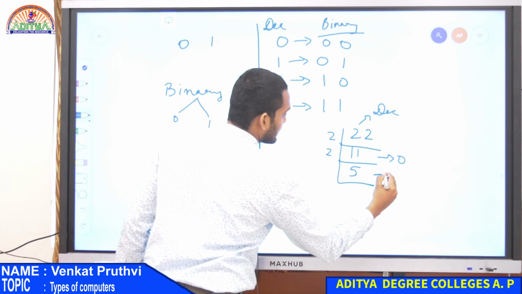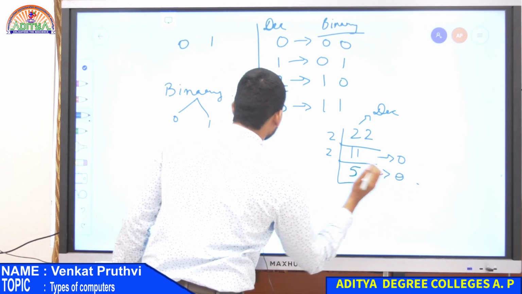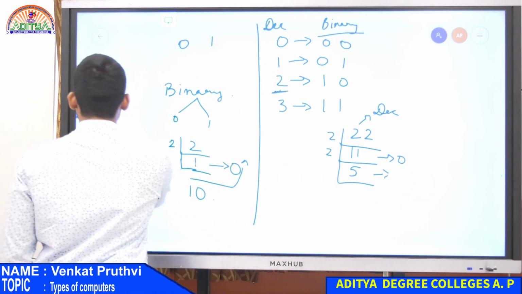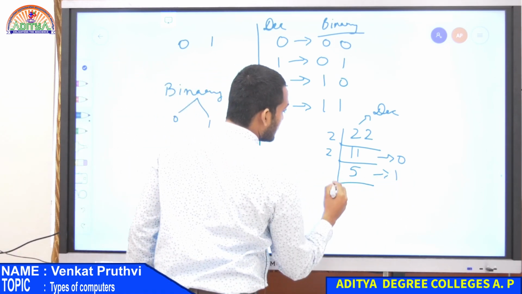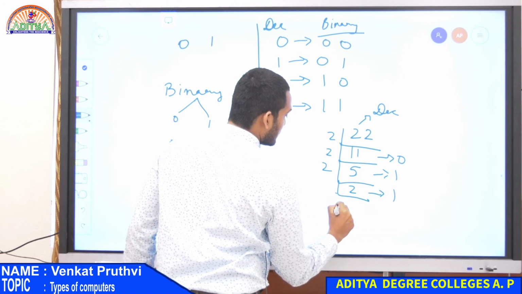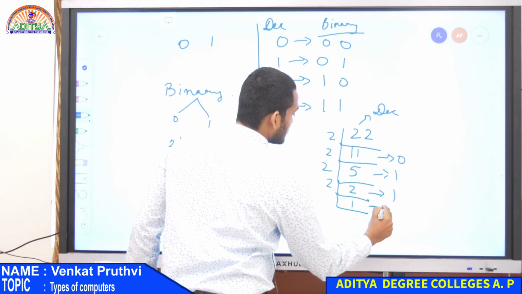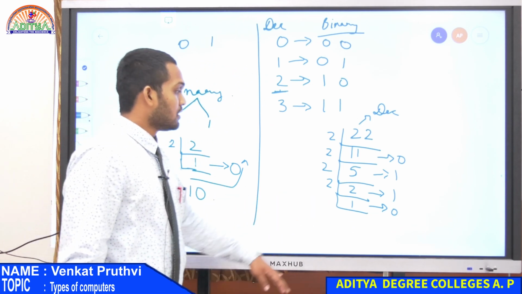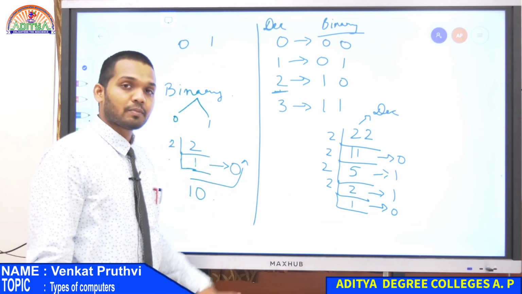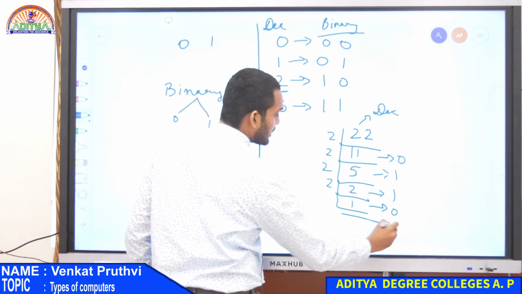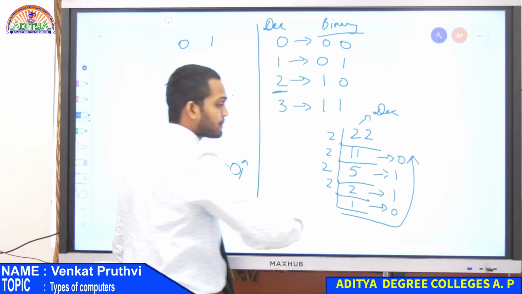2 5s are 10 and your remainder will be, this time your remainder will be 1, because it is 11, right. So, your remainder is 1. Next time 2 2s are 4, again you have a remainder of 1, 2 1s are 2. This time you do not have any other remainder, right. Now, how do we have to write the binary number sequence? Whenever we are writing, we have to start from this point and we have to go up.